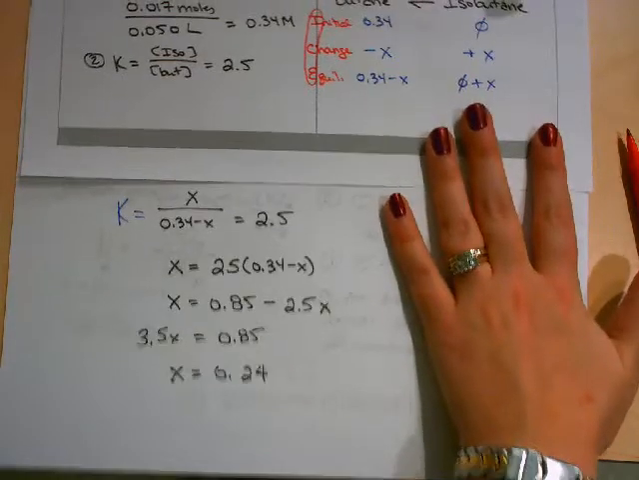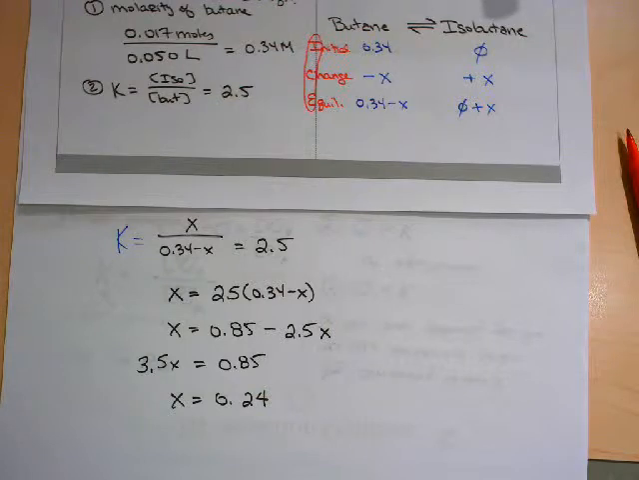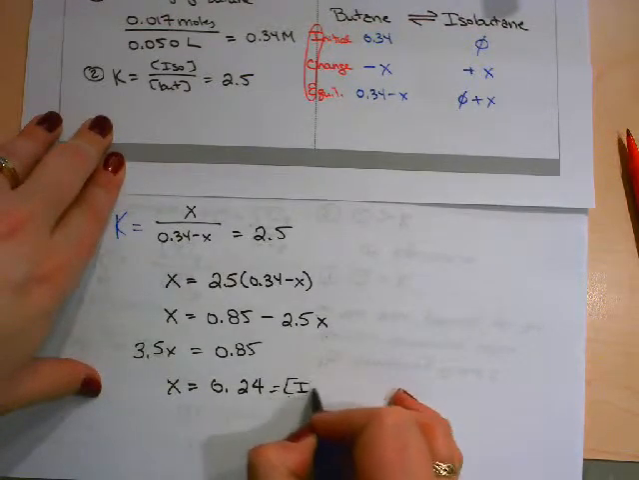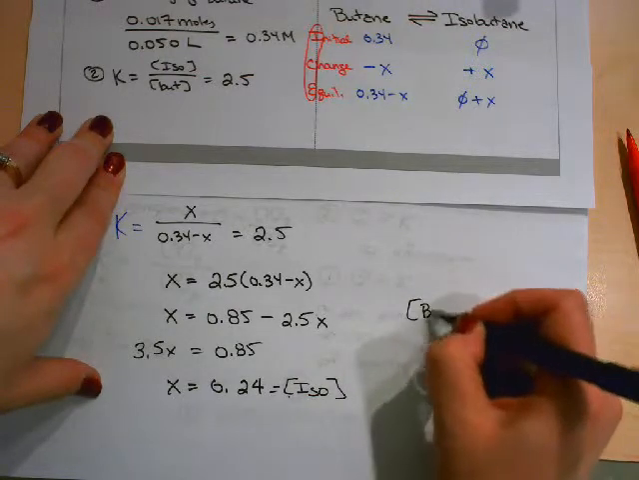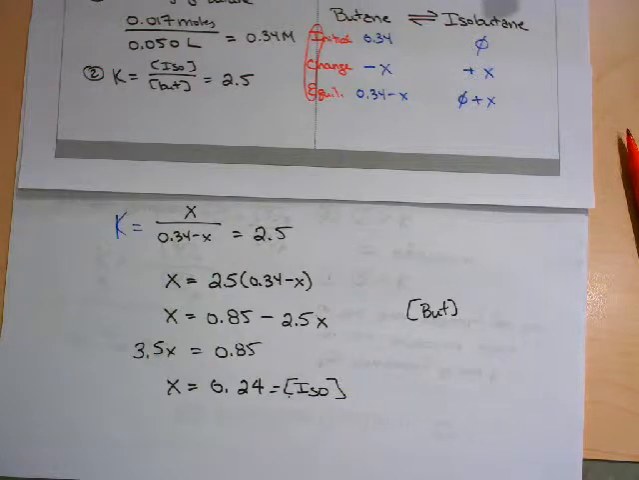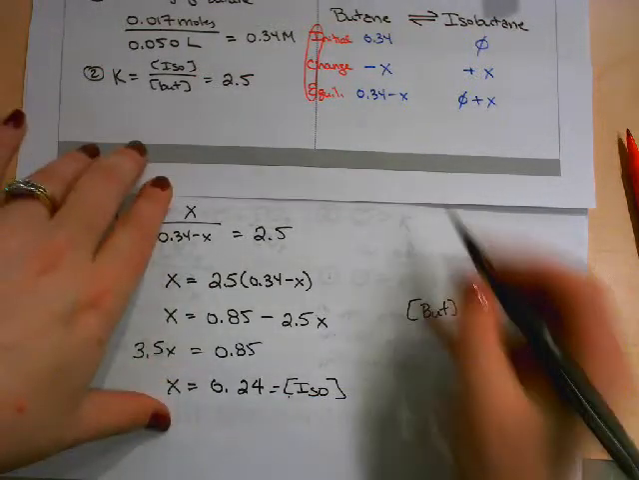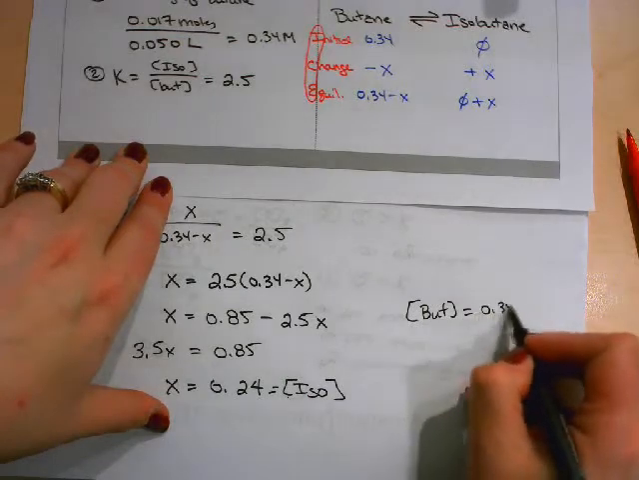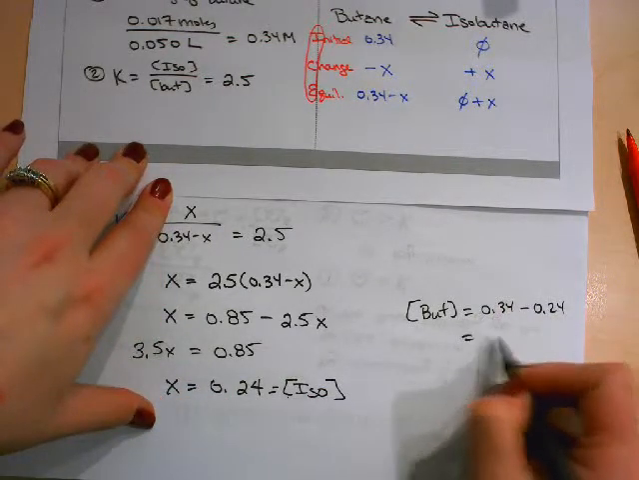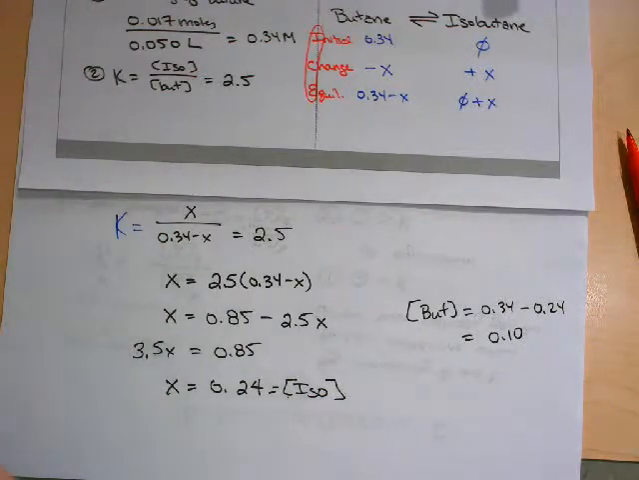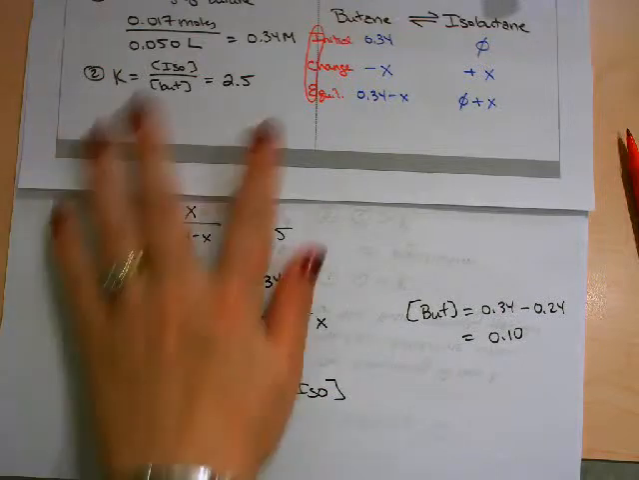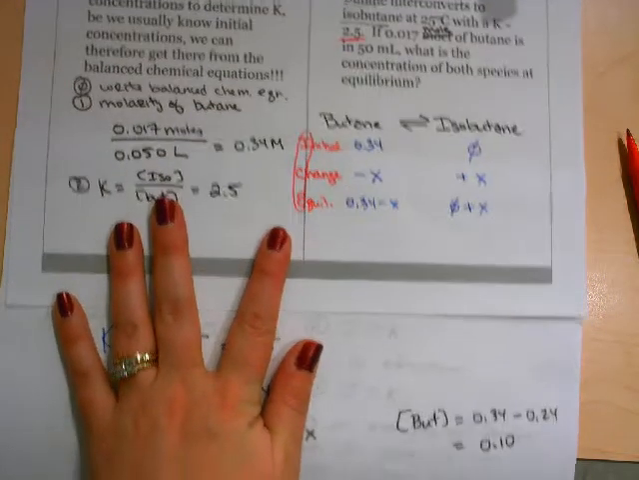Alright, looking back at my chart, what is that the equilibrium concentration of? I now solve for x. So x refers to the concentration of isobutane. So then what is the concentration of butane? Based on my chart, 0.34 minus 0.24. Now we've answered the question: the concentration of both those species at equilibrium. Done.